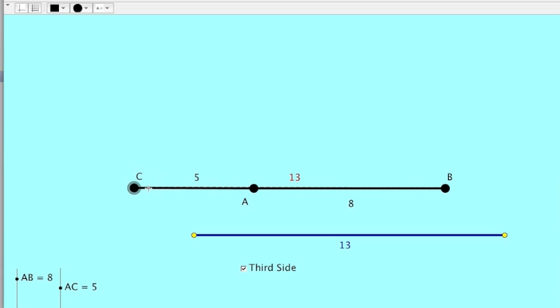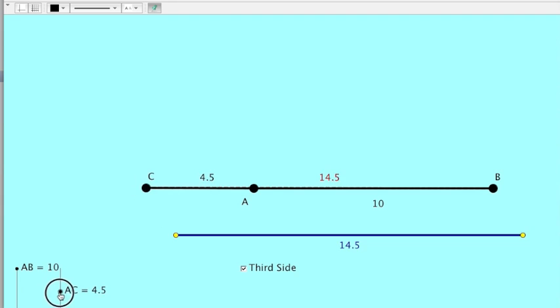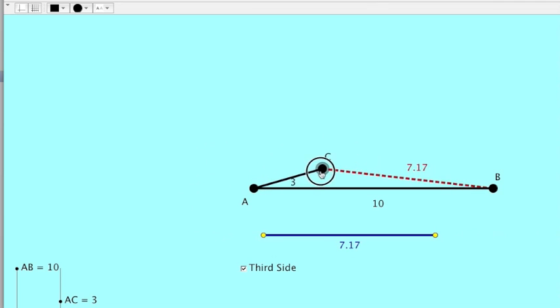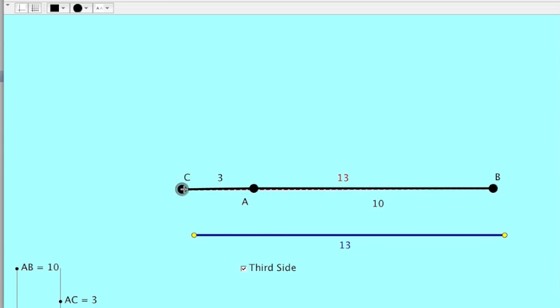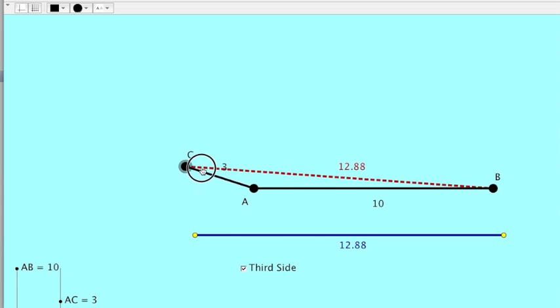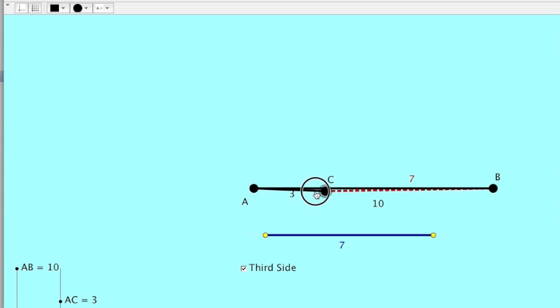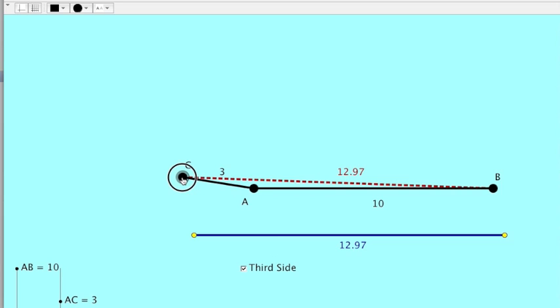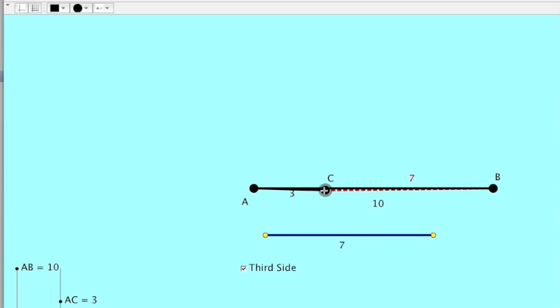The same would hold true if you had different values. If segment AB were 10, let's say, and AC were 3, well, the difference between 10 and 3 is 7, and the sum of 10 and 3 is 13. And so the third side could be anywhere between 7 and 13 exclusive, right? It can't include 7 and it can't include 13, but it can be greater than 7 and less than 13.